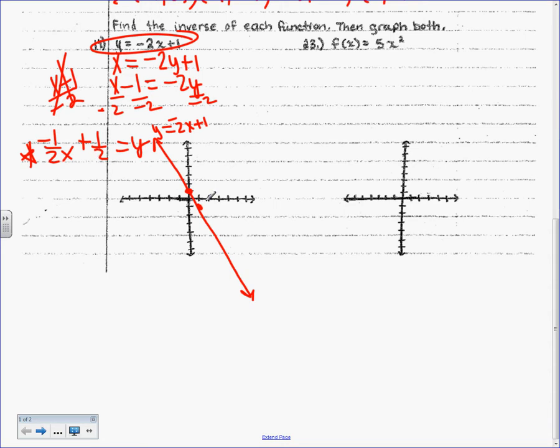Positive 1/2. You just do the best you can. This is really hard to see, obviously, because it's a small graph. So I'll start up about 1/2, and then down 1, right 2. Again, that's hard to see, but the lines aren't, so that's okay. So this would be y equals negative 1/2 x plus 1/2. Is everybody okay with what I did?